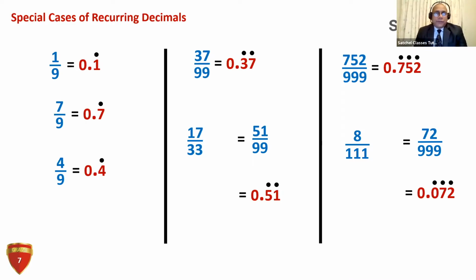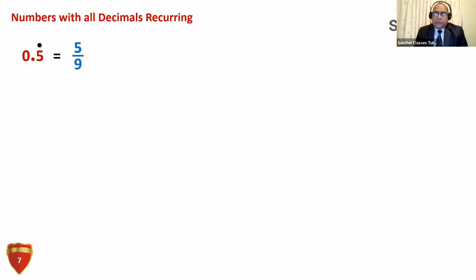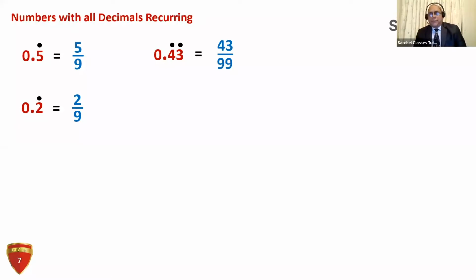Well, now we can use this property to do the conversion in reverse, which means if I'm given a recurring decimal, we can easily convert it into a fraction. For example, 0.5 recurring, we all know is 5 over 9, right? 0.2 recurring is 2 over 9. 0.43 recurring is 43 over 99. Now we are doing the other way around. How about converting a recurring decimal into a fraction? 0.74 recurring, because there are two digits 7 and 4 recurring, we need to have 99 in the denominator: 74 over 99.